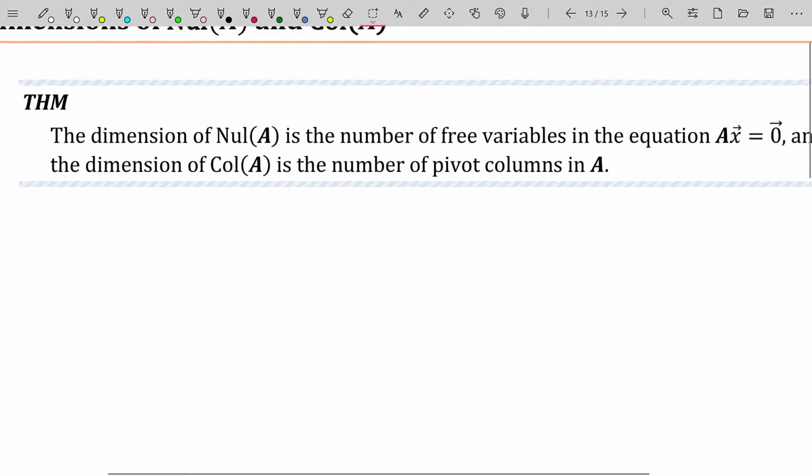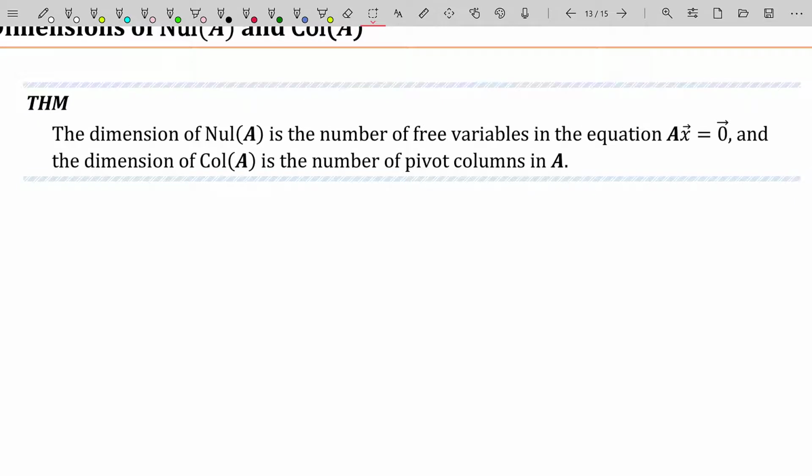So here's a good theorem for us. The dimension of the null space of A is the number of free variables in the equation AX equals 0, and the dimension of the column space of A is the number of pivot columns in A. That is not a definition, that's actually a theorem. It sounds like a definition, but it's actually a theorem. Remember, the definition of dimension is the number of vectors in a basis for a space.